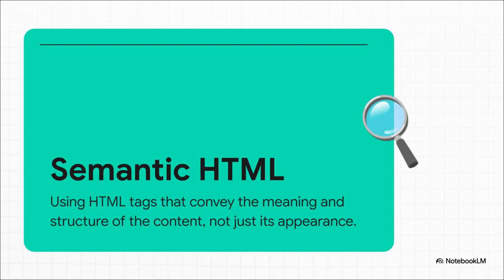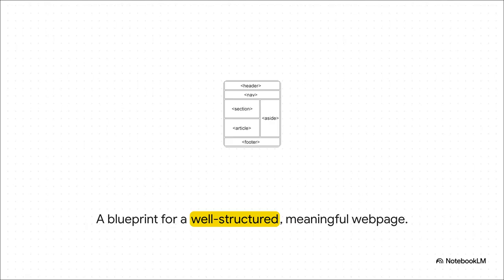An article tag, for example, isn't just a box. It's a clear statement that everything inside it is a complete, standalone piece of content. Now take a look at this. This layout isn't just a random suggestion.